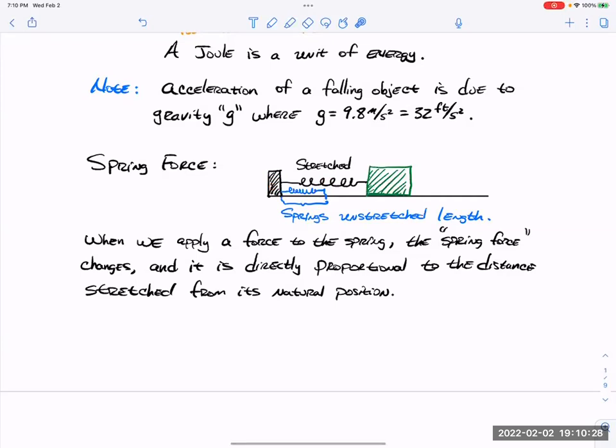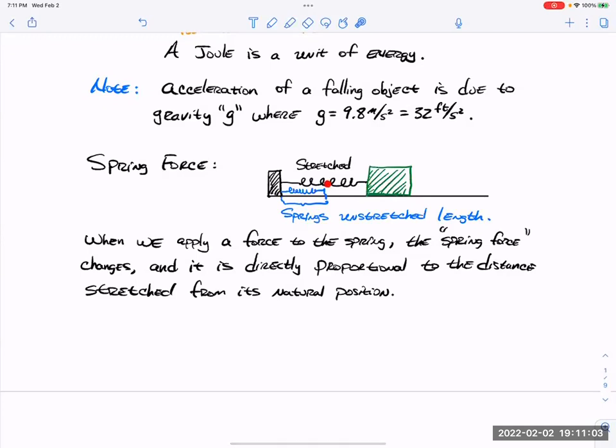So a spring has a natural position, an unstretched length, right? And this length here, from here to here, represents the spring's unstretched length. But obviously, if the block is here and you take this edge and attach it to the block, you've now stretched the spring. And probably as a kid, you've taken a spring and stretched it, like a slinky.